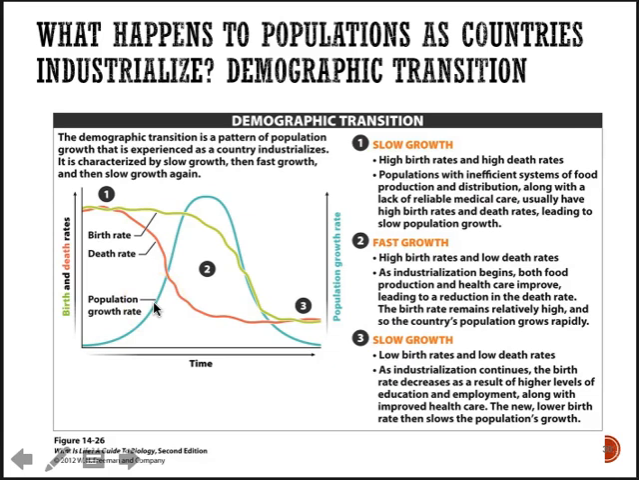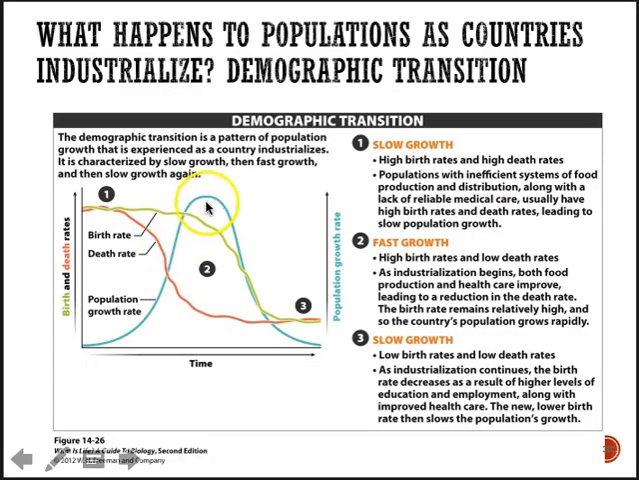Remember when we were talking about growth rate, we said growth rate can be positive, growth rate can be negative, or it can be stable. And in this instance, right here, where death rates are declining but birth rates are high, the population is growing, and it's growing exponentially. It's growing very rapidly.